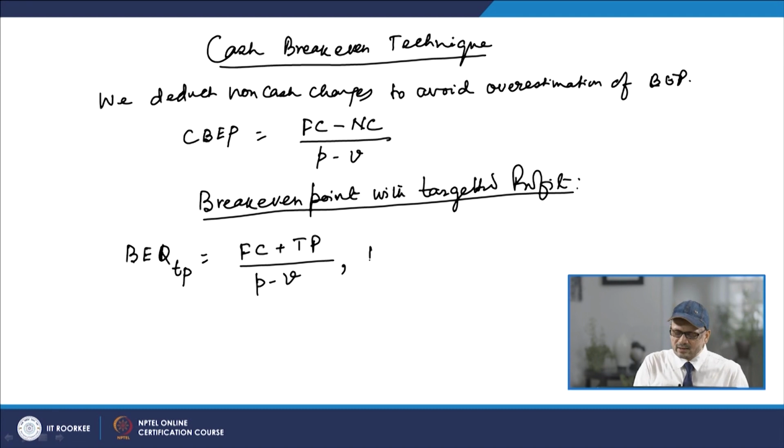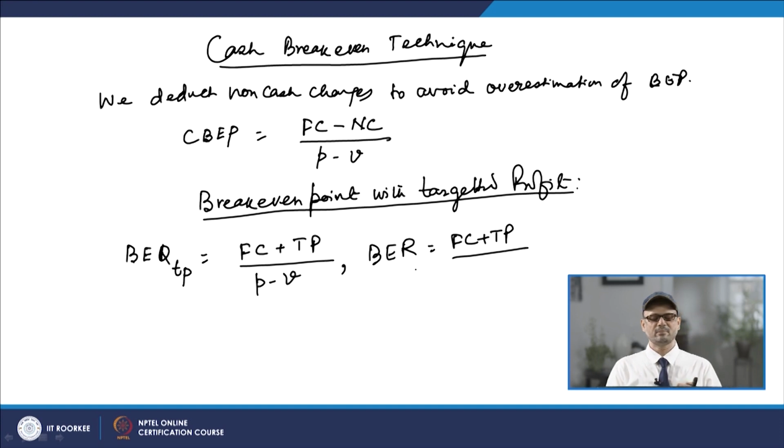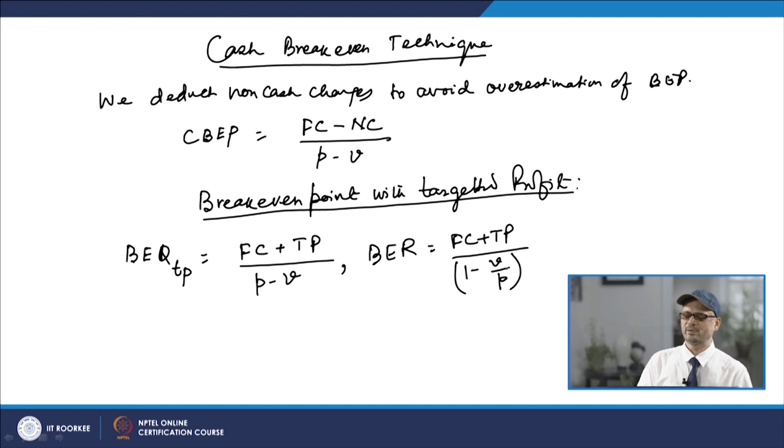Similarly, you will have break even revenue also. In those cases it will be nothing but FC plus TP, divided by, and multiplied with P. So that will be 1 minus V by P at the denominator. So that will be your break even revenue at that particular value of targeted profit. This is your break even revenue generated. So this is also calculated using this break even point analysis with targeted profit, or the technique for these non cash charges.